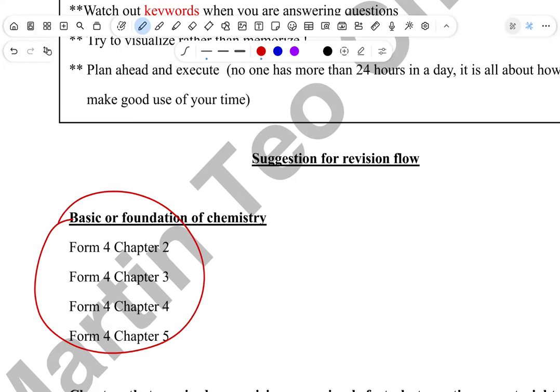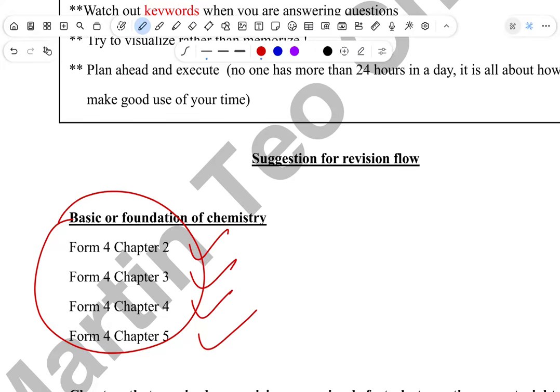I repeat, if your target is just to pass your chemistry, you don't waste your time on Form 4 Chapter 6. You don't need to study redox, nothing. You just focus on these 4 chapters. If you just aim to pass, 4 chapters is what you need. But you must make sure you know these 4 chapters very well. Whatever came out in these 4 chapters, you can do everything. Then confirm you can pass.